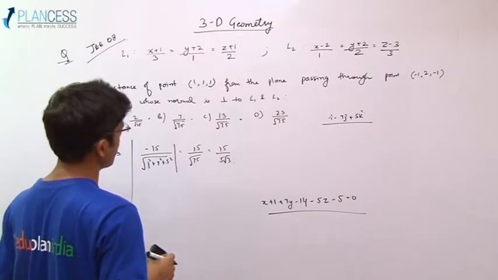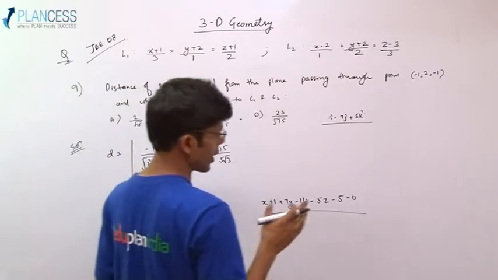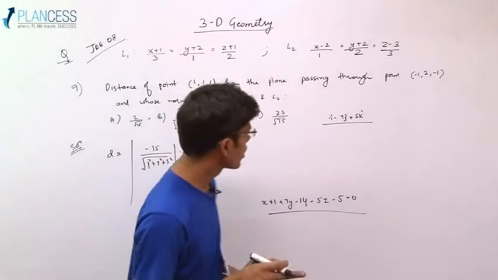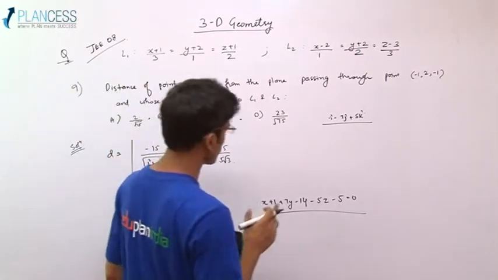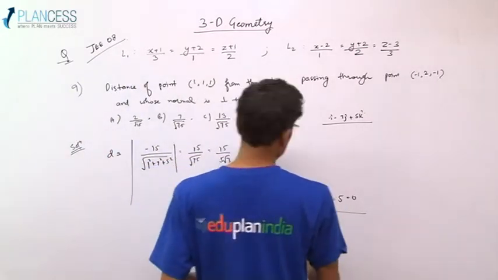So the normal is perpendicular to both L1 and L2. L1 cross L2 gives me a vector which is perpendicular to both L1 and L2, and that is along the normal. So this is, I think, correct. So let us again find the equation of the plane.